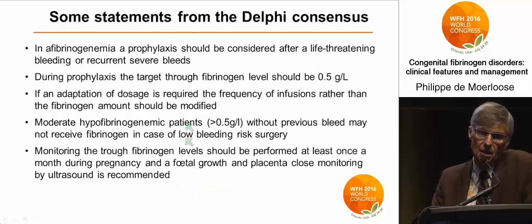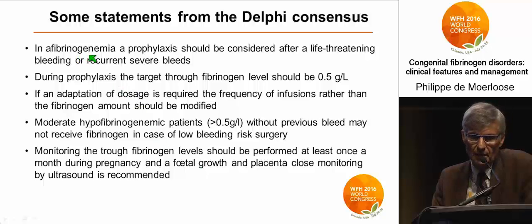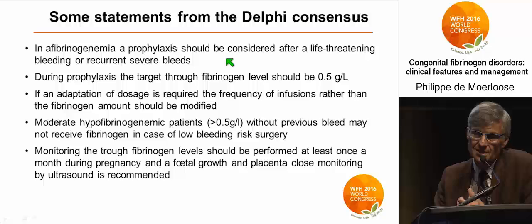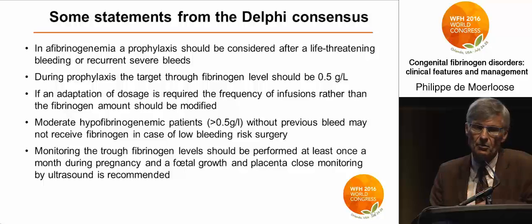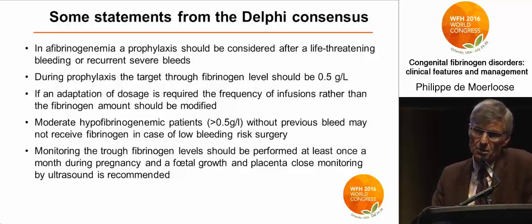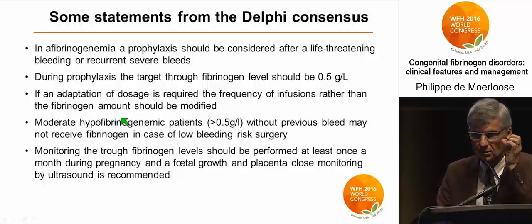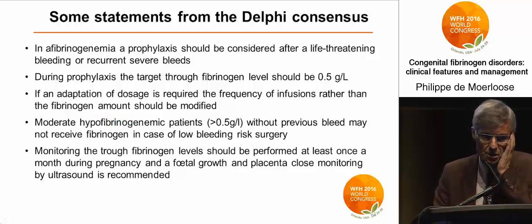And I just listed here a few statements concerning the fact that, for example, in afibrinogenemia, there was a consensus not to start a primary prophylaxis in a child, but the way that something occurs. And the reason is because, at first it needs to have a blood puncture, etc. And secondly, we are also afraid by the clinical complication linked to the thrombotic problem also. So, that was a kind of statement, and you see that during prophylaxis, target level should be 0.5. Adaptation of dosage, the frequency of infusion, rather than fibrinogen amount should be modified. That's again linked to the risk of thrombosis for some of these patients.